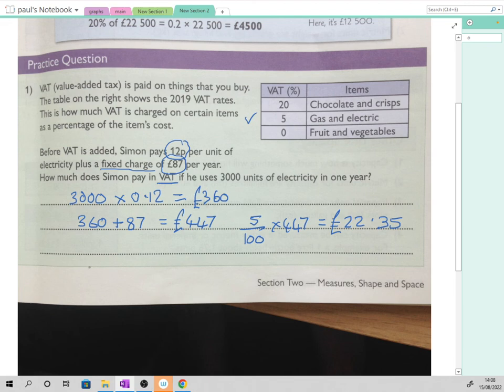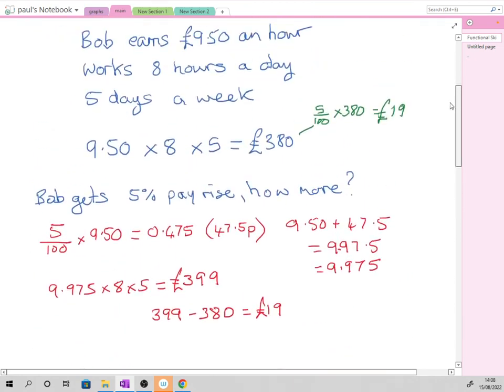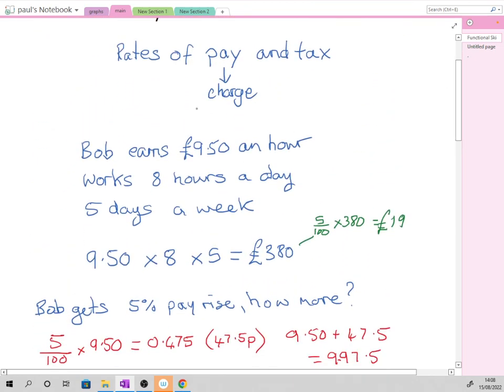So that was a bigger one this time. What was that all about? That one was all about rates of pay, charges and tax. Worksheet on this one for you, and I'll see you in the next one.